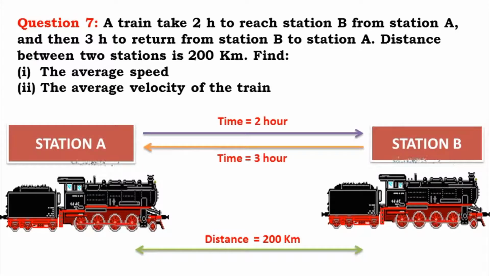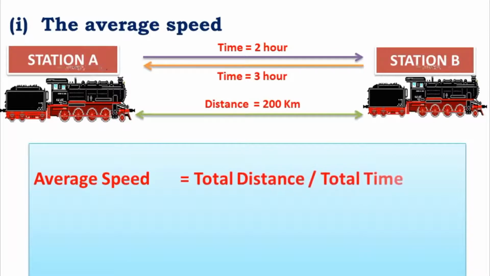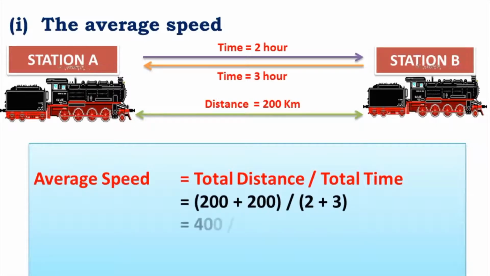As we know, the formula for average speed is equal to total distance divided by total time. And here total distance is 200 plus 200. The first 200 is from A to B and the second 200 is from B to A, divided by total time, that is equal to 2 hours plus 3 hours. So which is equal to 400 divided by 5, that is equal to 80 km per hour.